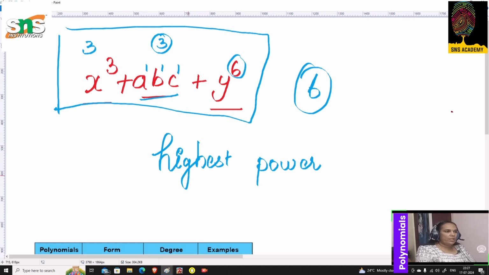In the next class, we will learn what categories and types of polynomials there are according to the degree of the polynomial.